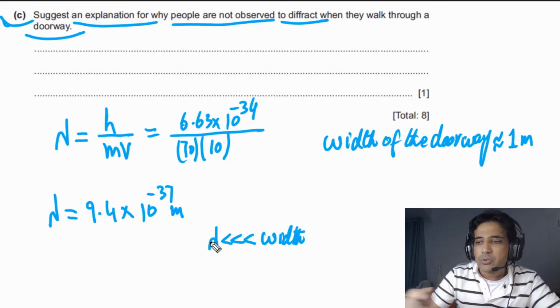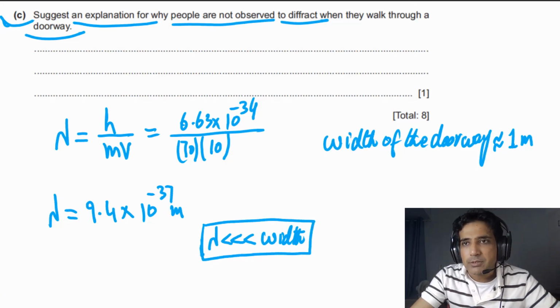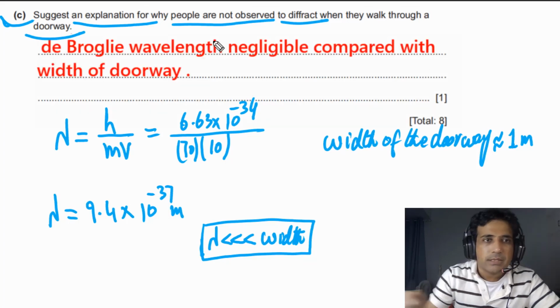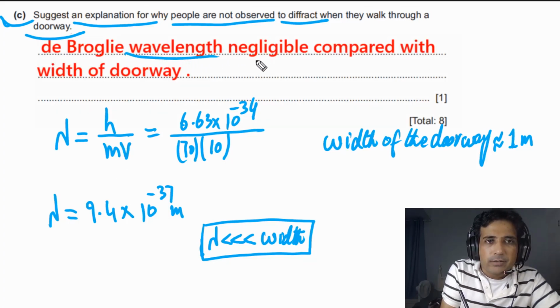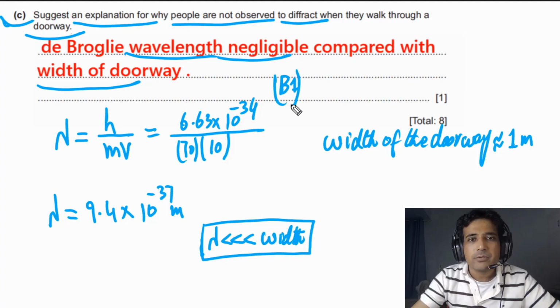And this question has only 1 mark. If you write down this point, you will get 1 mark. Let me show you the answer, how you can write down your answer. In your answer, simply you can say the de Broglie wavelength is negligible compared with the width of the doorway. And this question has only 1 mark, a B mark. If you have written this one, you will get this mark.